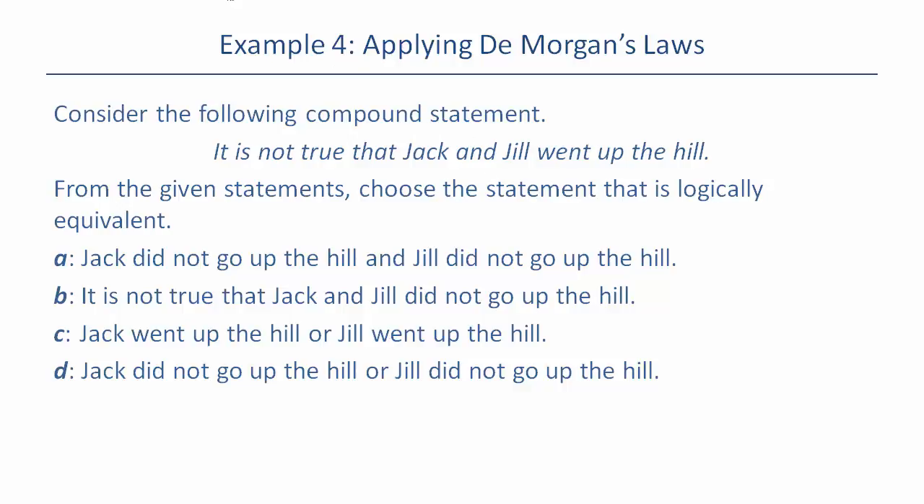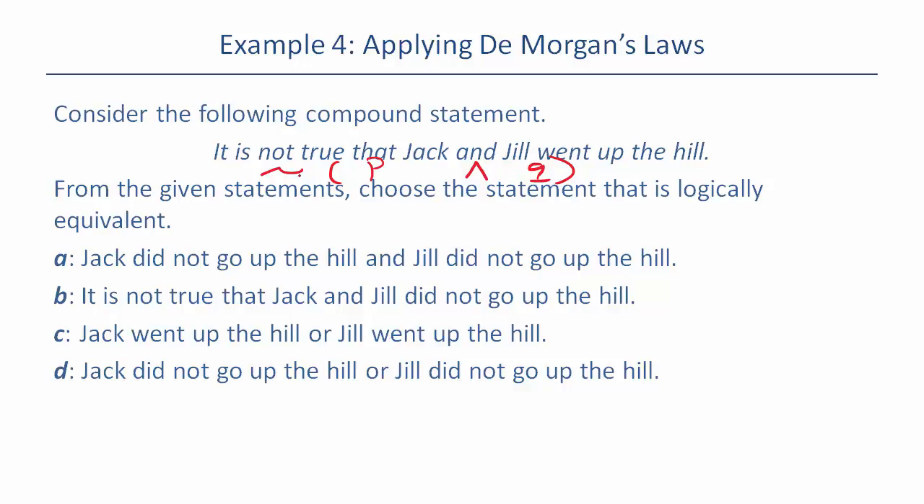This is an and. So there's my and. So it is not true that Jack and Jill went up the hill. So doesn't that mean that we're saying the opposite of P and Q, where P is Jack went up the hill, Q is Jill went up the hill. So this is Jack and Jill both went up the hill, right? Jack went up the hill and Jill went up the hill. In English, we would just say Jack and Jill went up the hill.